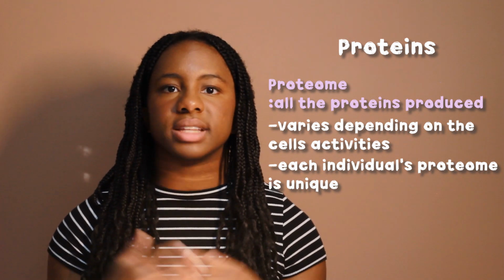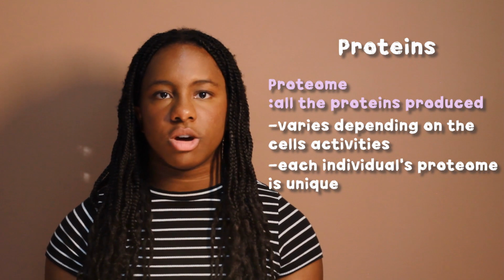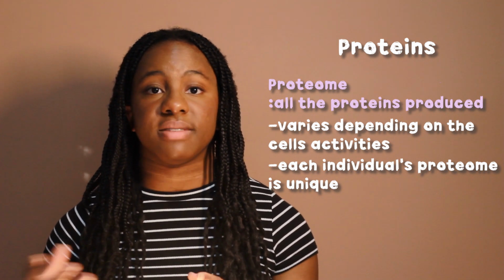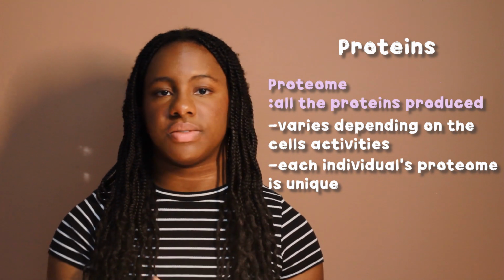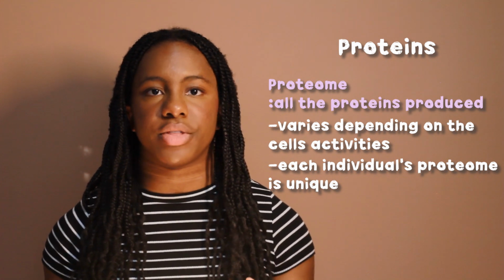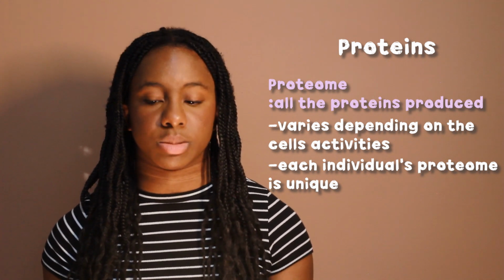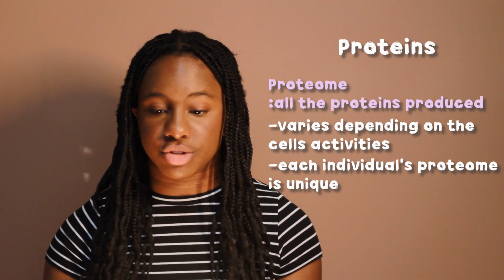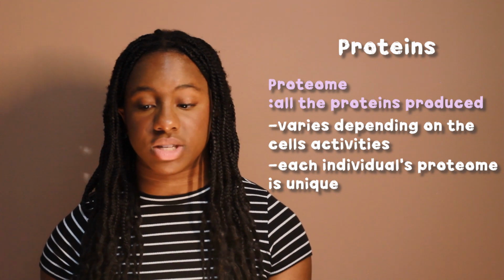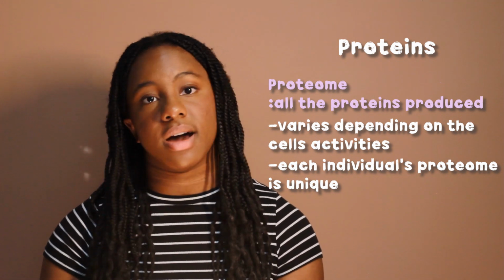For example, identical twins can have the same genome, but their proteome is most likely very different because they go through different activities and are most likely exposed to different environments, depending on what their body specifically needs in terms of proteins. So the environment does play a role in influencing the proteome because it influences what proteins need to be produced and the quantity of those proteins.